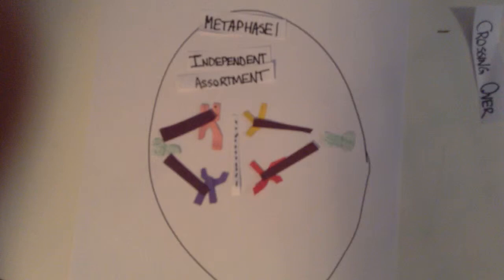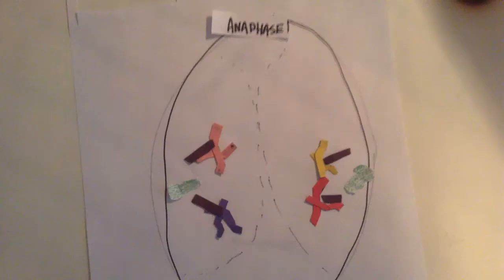The fibers attach to the centromere, which is a small pinched region of the chromosome right at the center. The alignment is random, meaning that although each pair has one chromosome from each parent, both sides of the alignment contain chromosomes from both parents. This is called independent assortment. In anaphase 1, the spindle fibers pull the homologous pairs apart and toward opposite sides of the cell.